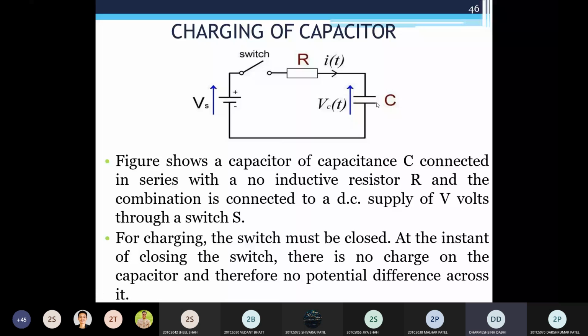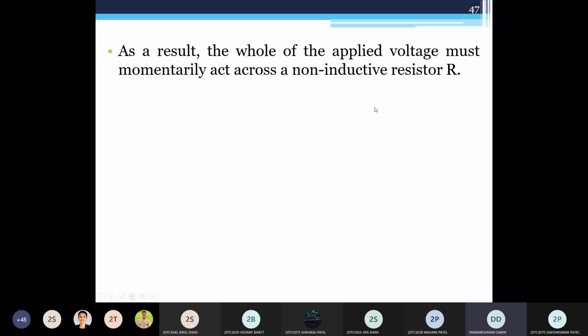Clear? Initially current I is maximum. It is V by R because initially the capacitor is uncharged. Vc is 0. But once it is charging and becomes fully charged, after the end of the charging time constant, the voltage across the capacitor becomes the same as the supply voltage. So there is no potential difference between supply and voltage across the capacitor. So there is no current flowing into this circuit. Clear? And at that time, the voltage across the capacitor is the same as the supply voltage, and current becomes 0 in the circuit.